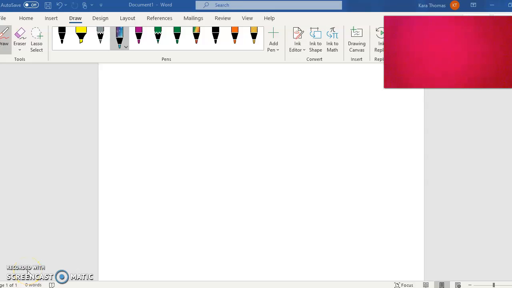Hi class, last week we talked about words that have suffixes. Remember, words that have a group of letters at the end of the word, like the suffix ly or the suffix ful, full. Today we're going to talk about a prefix.